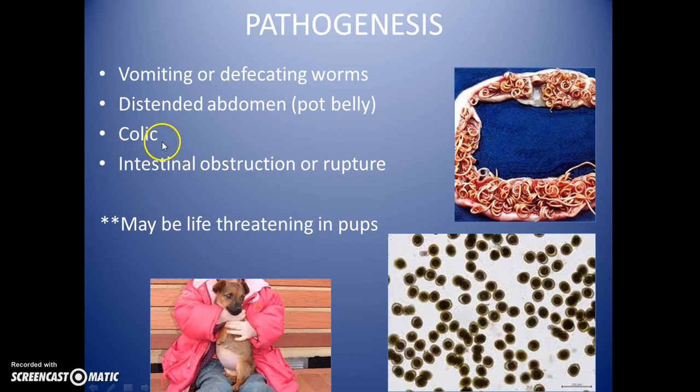It may also cause colic in the animal, as well as intestinal obstruction or rupture. If worms are in the intestine in large amounts, like this picture in the right-hand corner, this is a serious issue. It can actually stretch the intestinal wall to the max and cause it to rupture if they get in that large of an amount in the intestine. It can be life-threatening, especially in puppies and kittens.